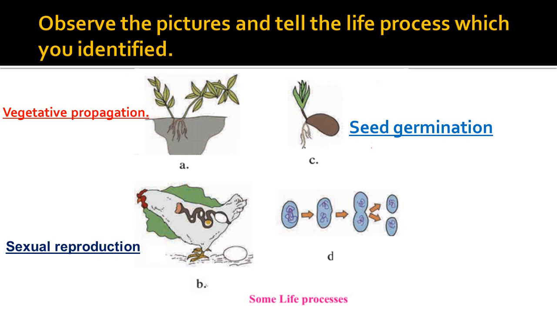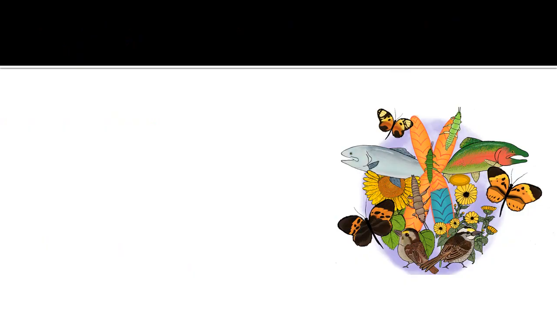And the fourth part is binary fission, in which you can observe the division of the parent cell takes place, and the genetic material is also transferred from parent to new daughter cells. So these are the different life processes of different organisms. Okay, now again let's answer a few questions.